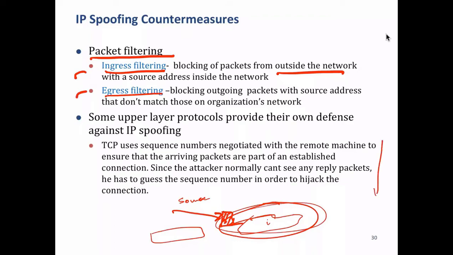Some mechanism can be used at higher layers. We will study that at the TCP level. At the TCP layer, we can use sequence numbering. Then the recipient can observe the sequence numbering and do the corrections, because it's very difficult for an attacker to guess the sequence number. We'll see that attack later.